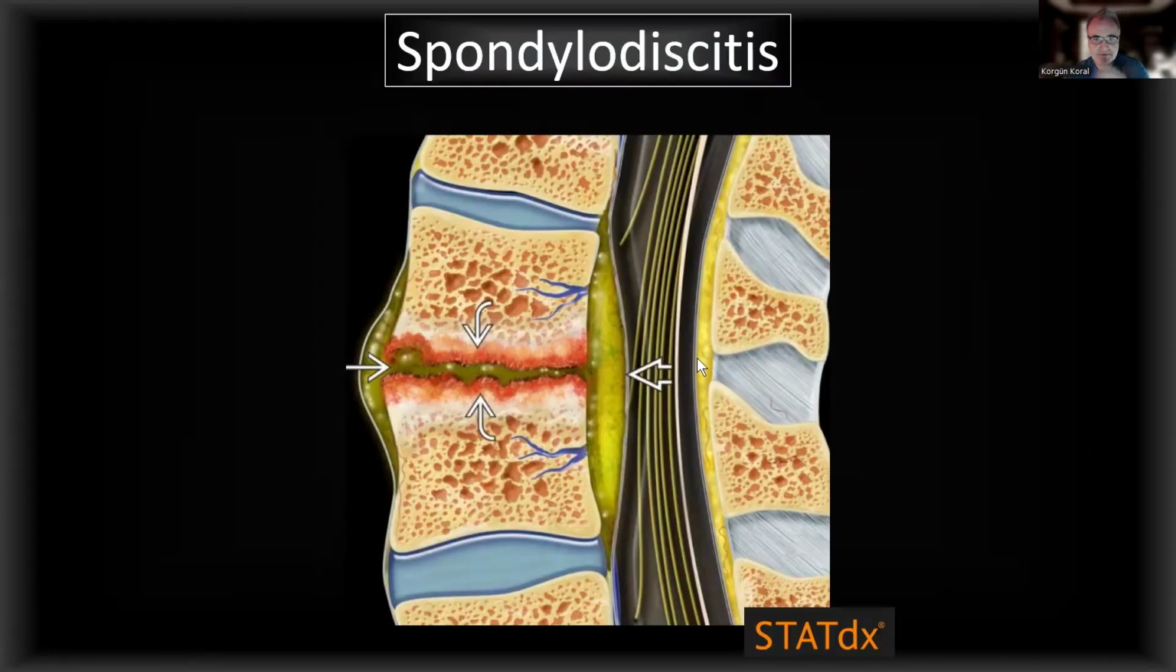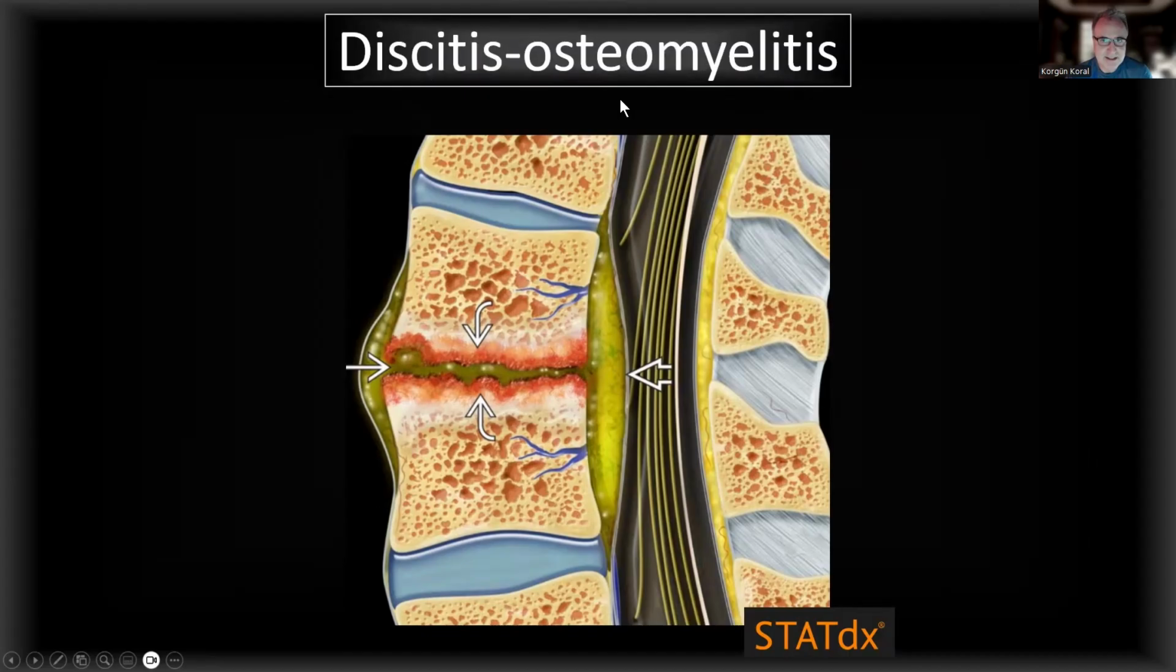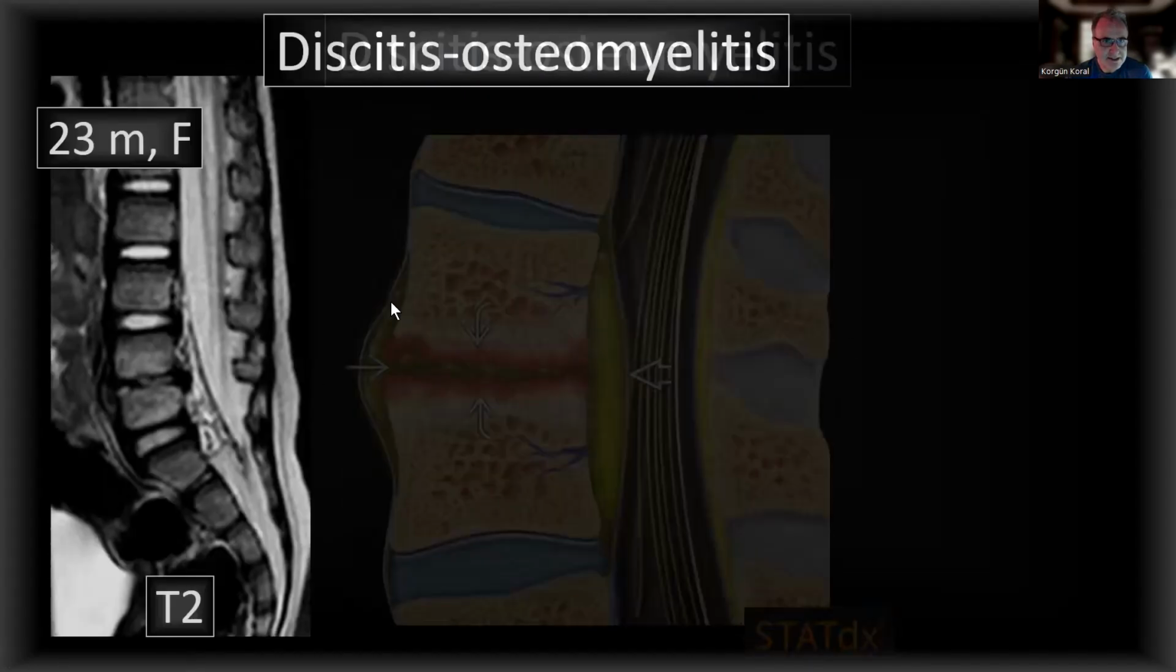Spondylodiscitis is usually bacterial inflammation of the intervertebral disc and adjacent vertebral bodies. Discitis osteomyelitis is the synonym. We usually use the latter name for it. There can be epidural pus displacing the posterior longitudinal ligament posteriorly, and also there can be subperiosteal abscess, which may extend anteriorly. So let's look at some examples.